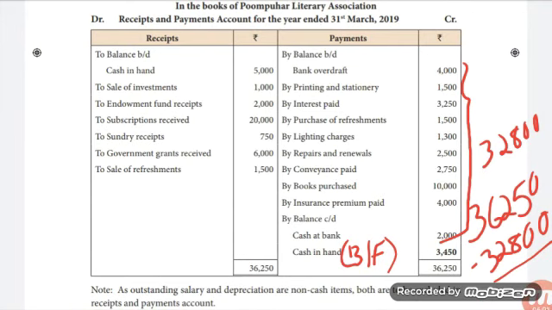Then find the total of the debit side and credit side. Here the debit side total is 36,250. Credit side total is 32,800. Then find the difference and write the balance on the lighter side, that means on the credit side, just above the grand total, and write cash in hand in brackets, balancing figure. Children, in this question the bank balance is given, so the balancing figure is the cash balance.